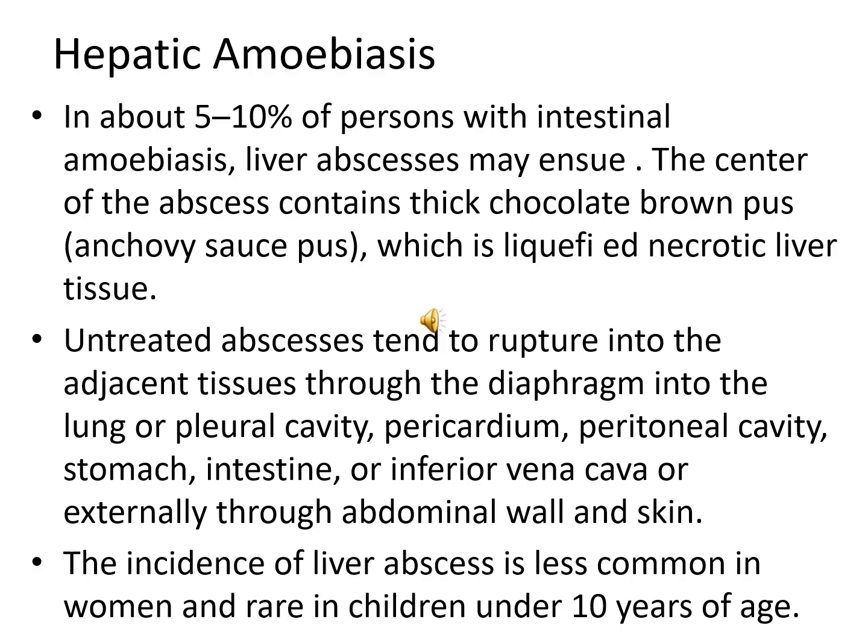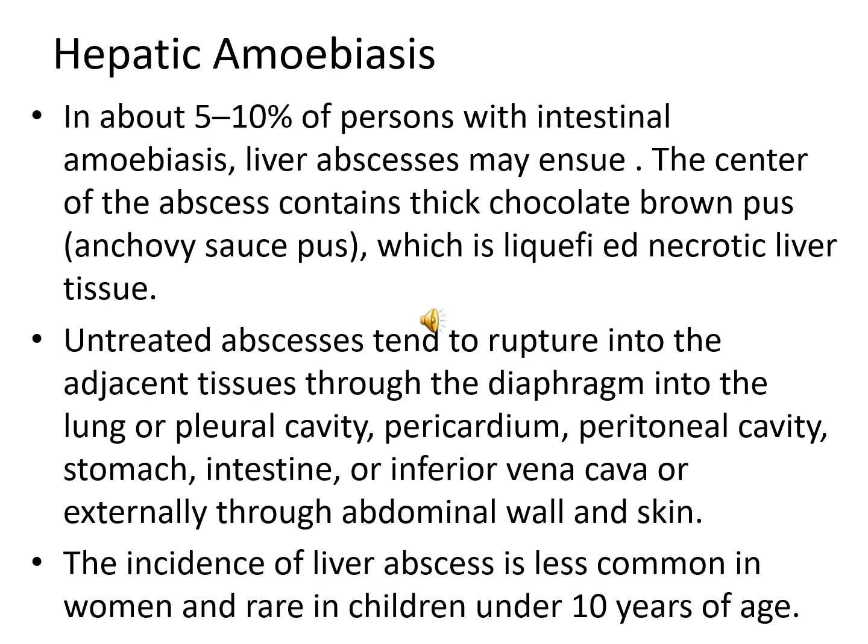So first, extraintestinal amoebiasis is hepatic amoebiasis. The amoeba causes a liver abscess. This is seen in only 5 to 10% of persons with intestinal amoebiasis. The abscess contains thick, dark chocolate brown pus.